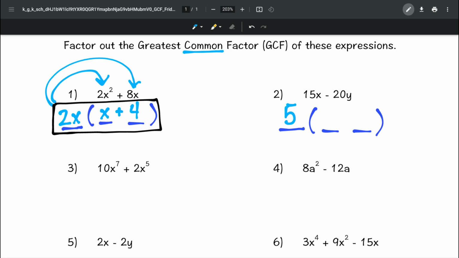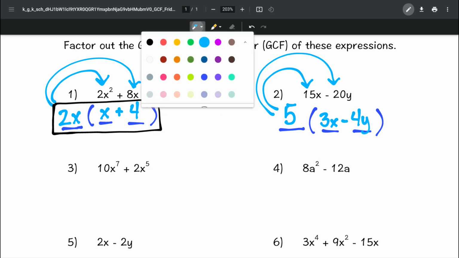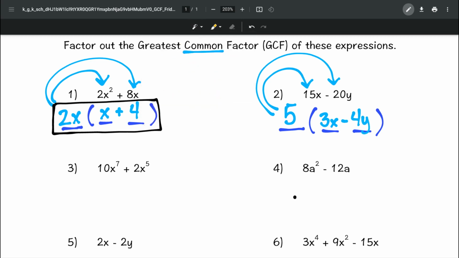So what am I going to multiply? That means that I cannot pull any of those variables out. So what will I multiply times 5 to equal 15x? Well, 5 times 3 equals 15, and then that x must stay there as well. And what am I going to multiply 5 times to equal negative 20y? Well, 5 times negative 4 equals negative 20, and then we've got that y in there as well, which means that my final factored out piece here is going to be that 5 on the outside, 3x minus 4y on the inside, okay?